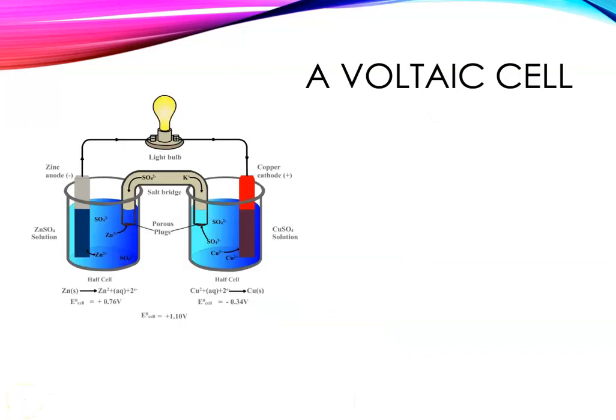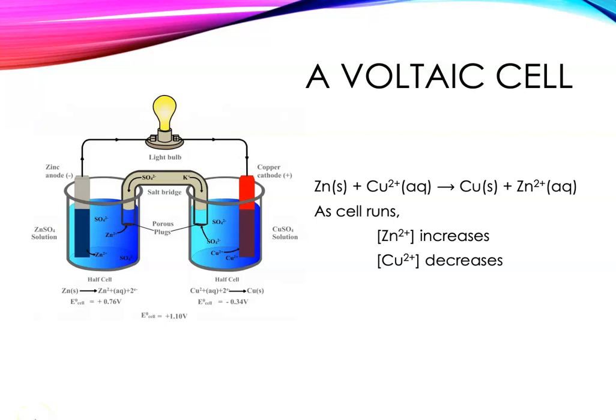The diagram that I'm showing here illustrates a very typical wet cell, the Daniell cell, a zinc half cell with a copper half cell. And we've got the balanced equation. Zinc reacts with copper 2 ions to make copper metal and zinc ions. As the cell is running, the balanced equation shows us that the concentration of zinc ions in the left-hand compartment increases, and the concentration of copper ions in the right-hand compartment decreases.